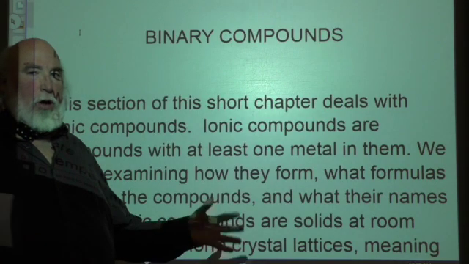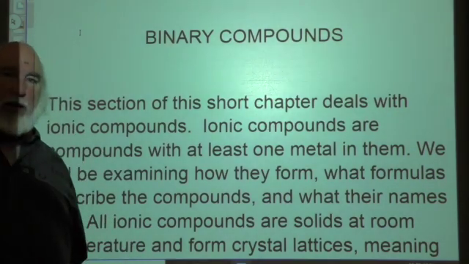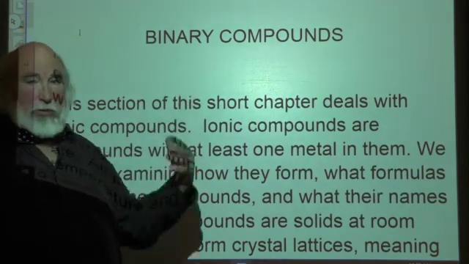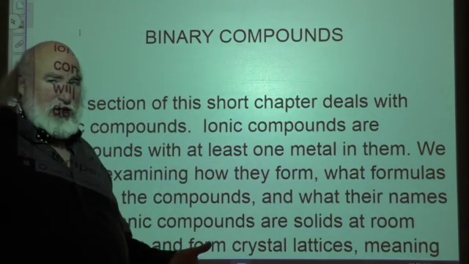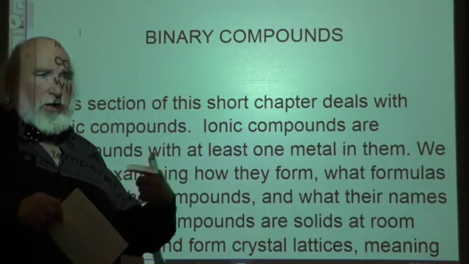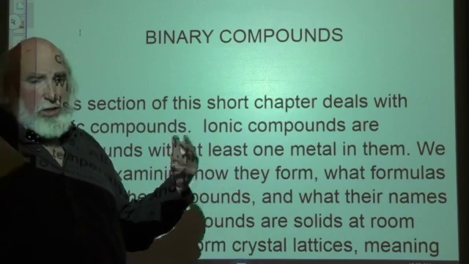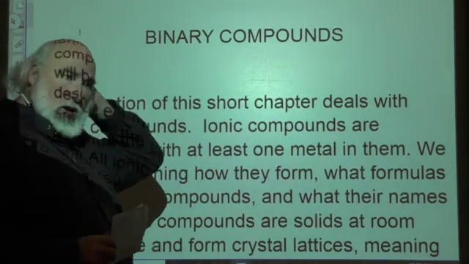Okay, this chapter is all about ionic compounds. And there are three types of ionic compounds: binary compounds, which we're talking about today, transition metal compounds, and polyatomic ion compounds, which can be intermingled with the others, with the transition and just the main group metals, which we'll be talking a lot about today.